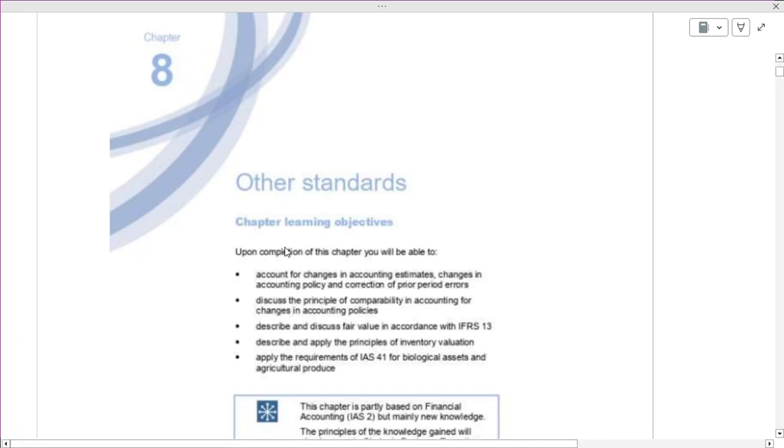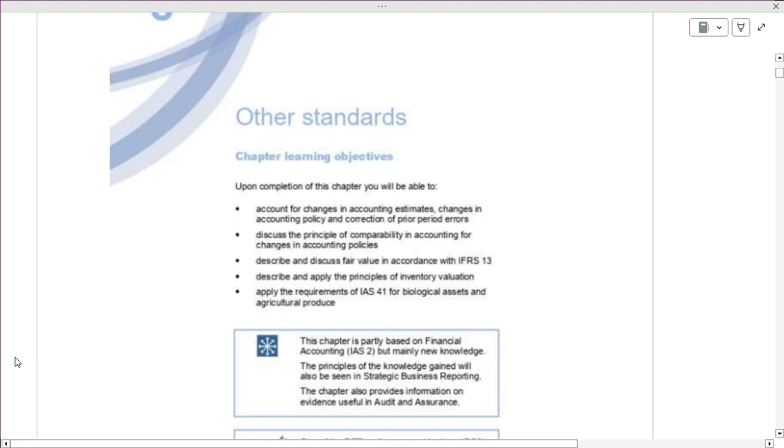Is it? It is other standards. What are the other standards we are going to use in financial reporting?